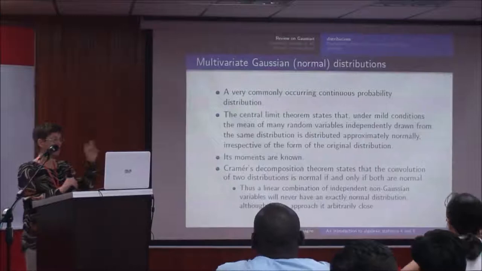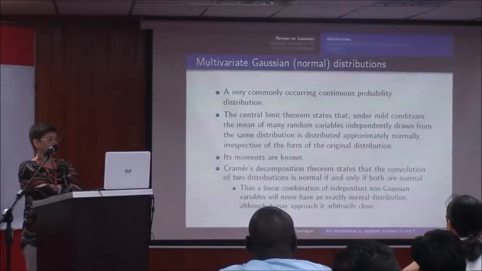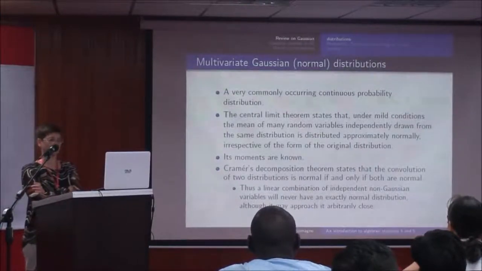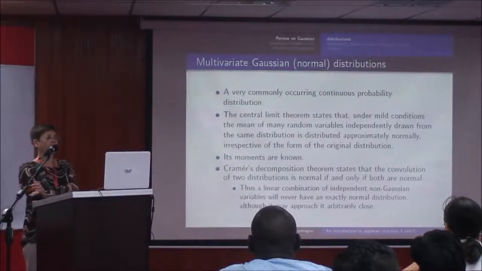Okay. So now, let's start with repeating what Professor Mahendran has already told you. Multivariate Gaussian or normal distributions are very, very popular, very commonly occurring continuous probability laws. Why are they so important?